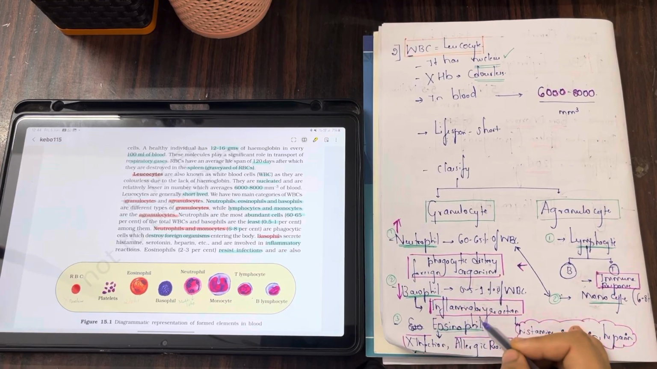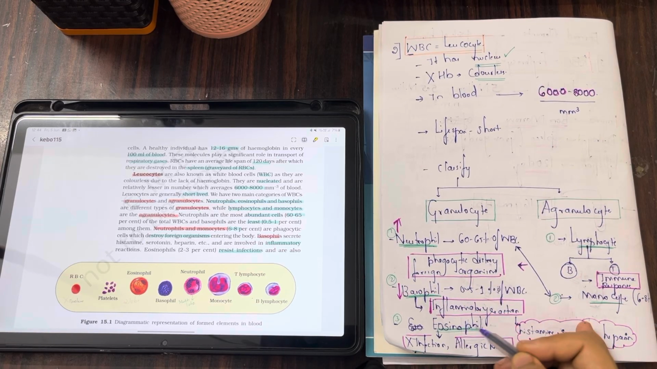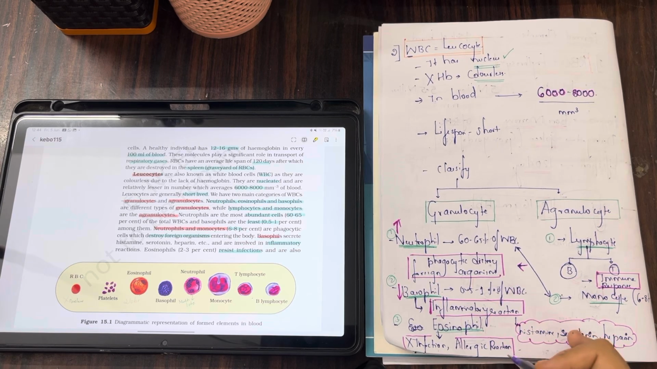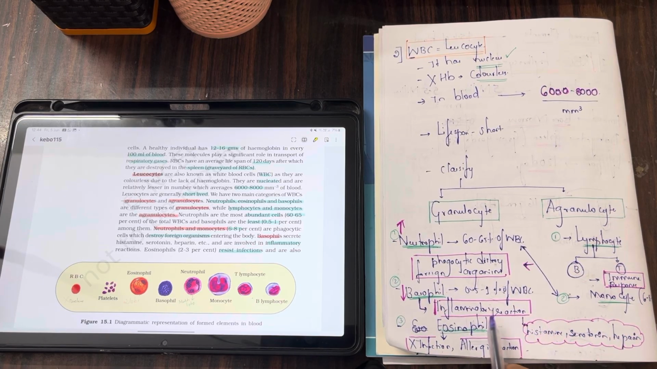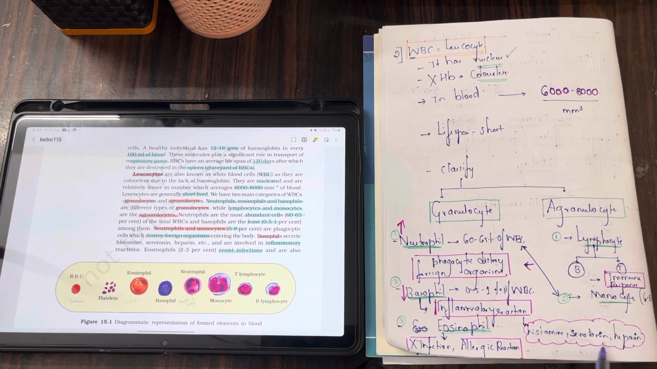Whereas basophil is involved in the inflammatory reaction. Eosinophil will prevent the infections as well as be involved in the allergic reactions. So basophil is involved in inflammatory reaction by releasing histamine, serotonin and heparin.